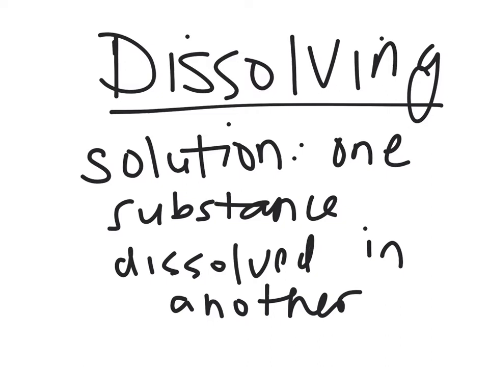Okay, in this lecture video, we're going to talk about what goes on with dissolving, because a lot of the chemical reactions that we're going to be talking about in the future, and just a lot of chemical compounds and molecules in general, are often dissolved in one another. And so when one substance dissolves in another, we have a solution. And a solution is composed of two parts.